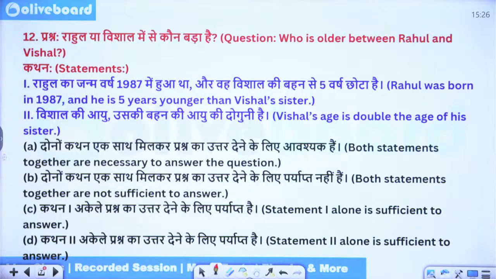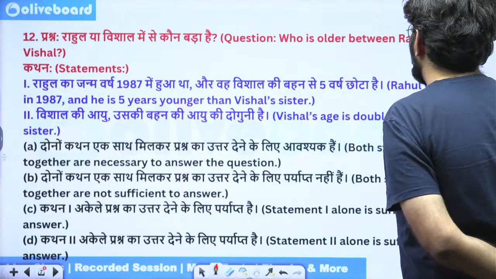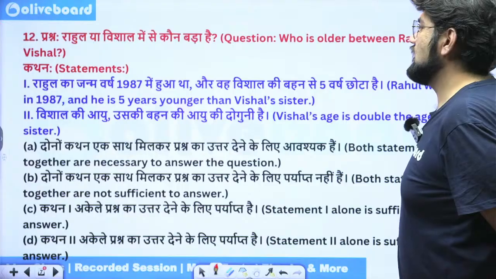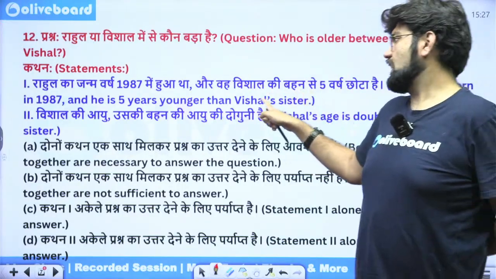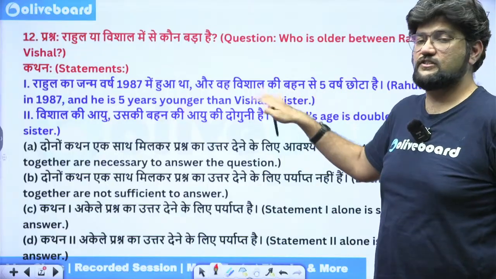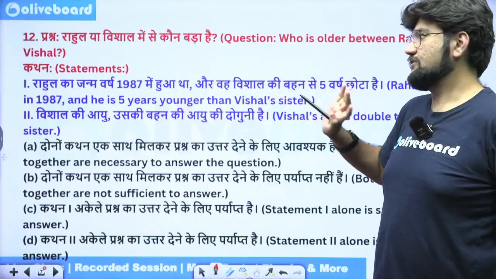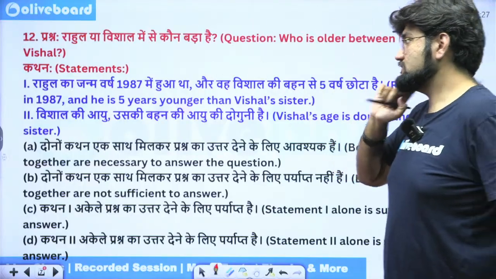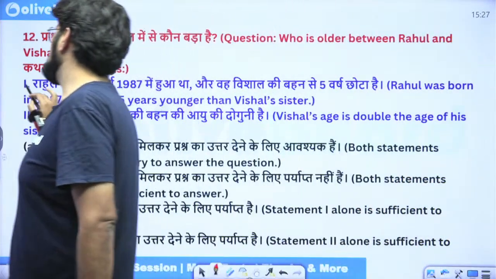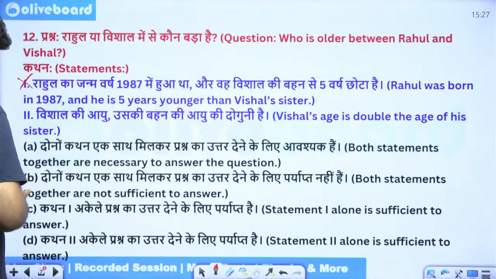Who is older between Rahul and Vishal? Both are necessary to answer the question. Both are not sufficient. One alone, two alone. Simple question again. Let's check one alone. Rahul was born in 1987 and 5 years younger than Vishal's sister. Just by reading, you will be able to understand. It's not Vishal's younger sister. It's just Vishal's sister. She may be elder to Vishal. She may be younger than Vishal. We don't know. And Rahul was born in 1987, and he is 5 years younger than Vishal's sister. So this alone is not sufficient to answer the question.